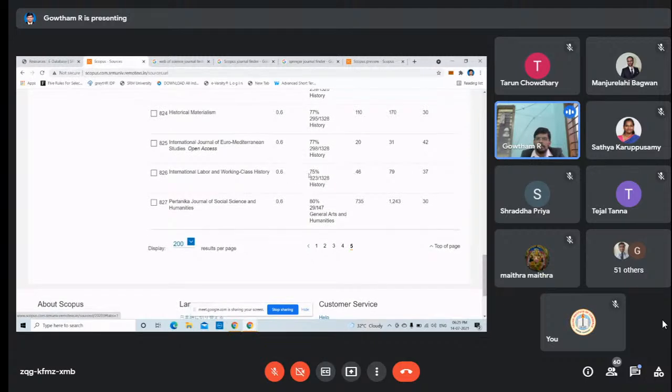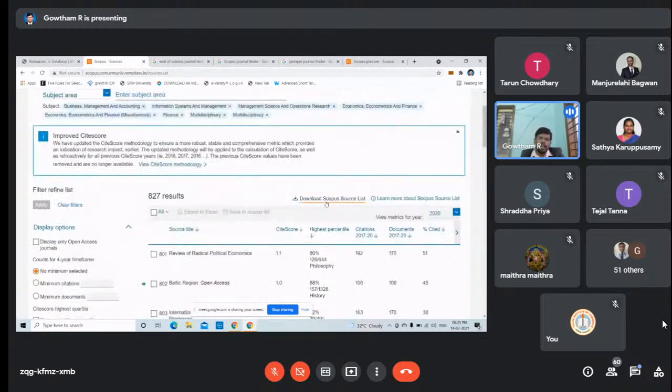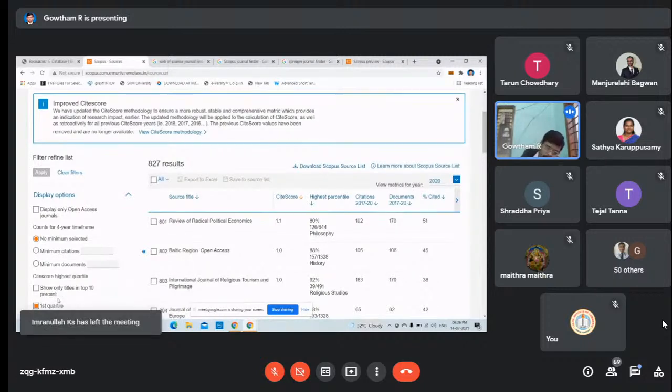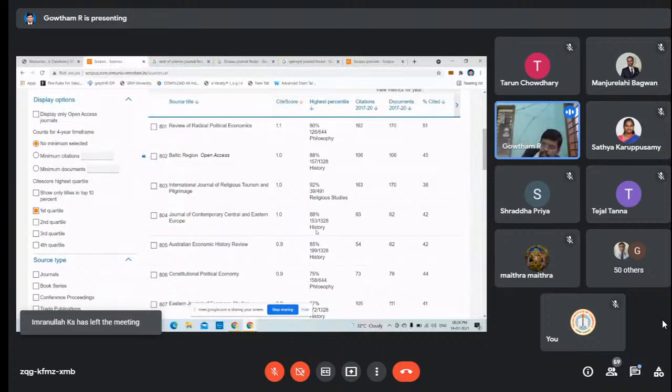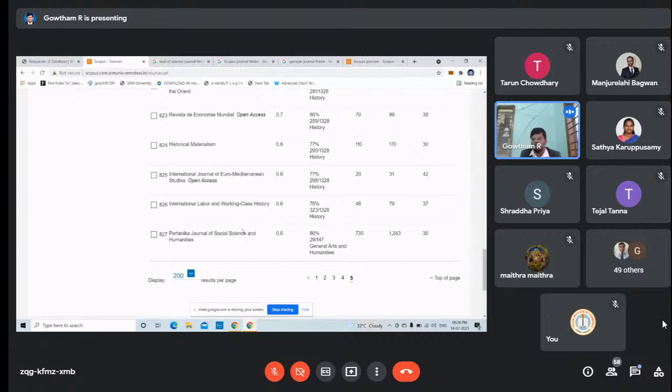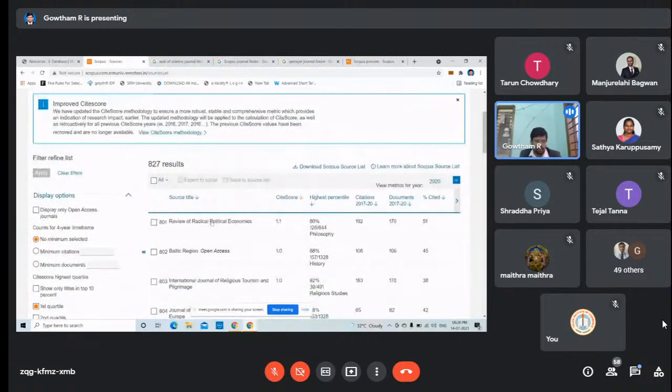I told you 75% is also included. How are Q1, Q2, Q3, Q4 classified? Based on the highest percentile only. So 75% to 100% percentile comes under Q1. Likewise, Q2, Q3, Q4 have different percentages. 1 to 25 is Q4, 26 to 50 is Q3, 51 to 74 is Q2, and 75 to 100 is Q1. That's how Scopus classifies it. Here you can find a numerous number of journals. Excellent, wonderful.